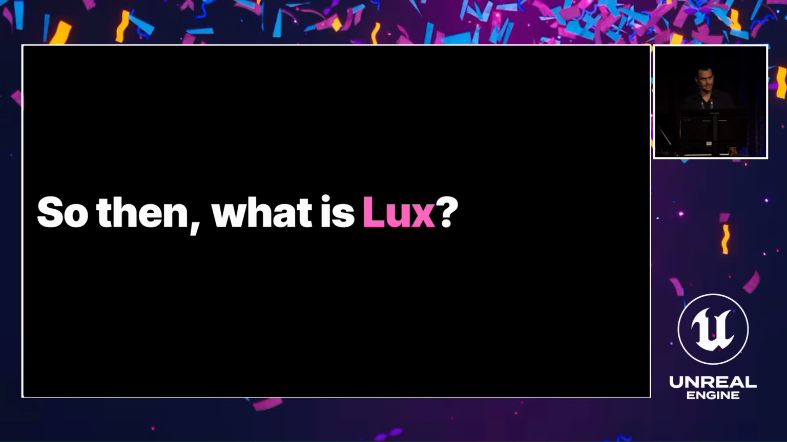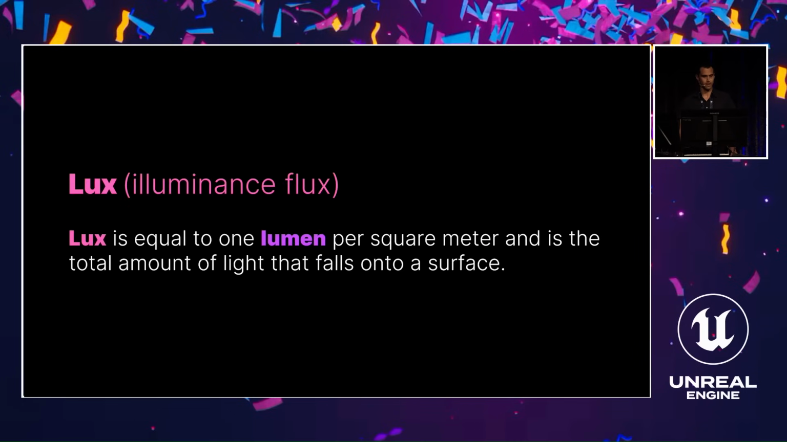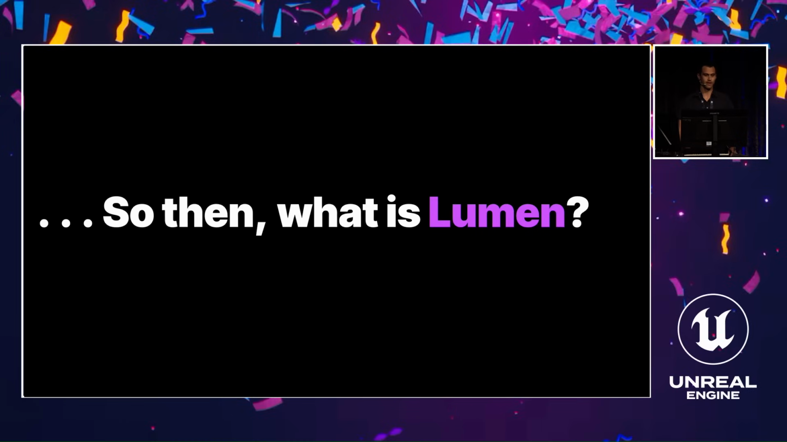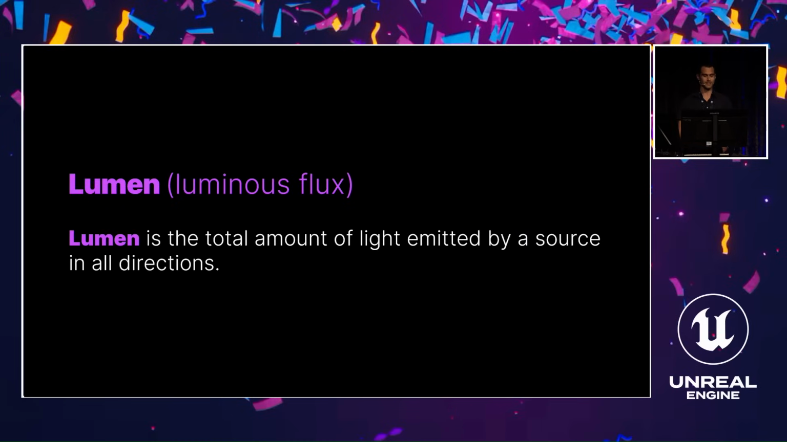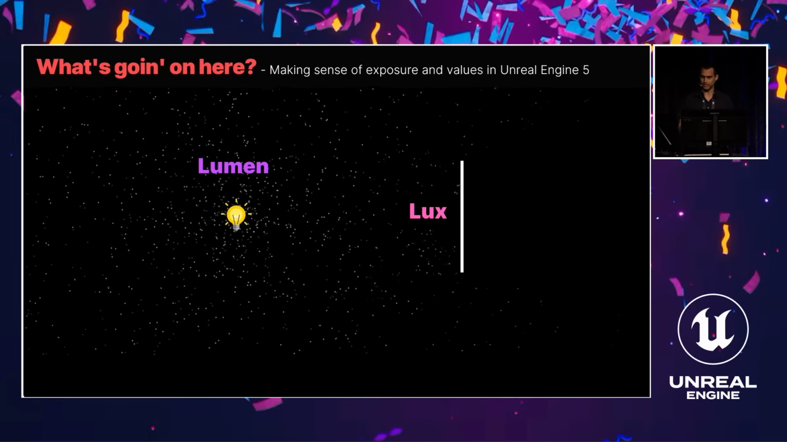So then, what is lux? Lux, or a luminous flux, is equal to 1 lumen per square meter and is the total amount of light that falls onto a surface, everybody. So then, what is lumen? Lumen is the total amount of light emitted by a source in all directions. If you're anything like me, you're like, okay, great, I still don't get it. So I made this little graphic.